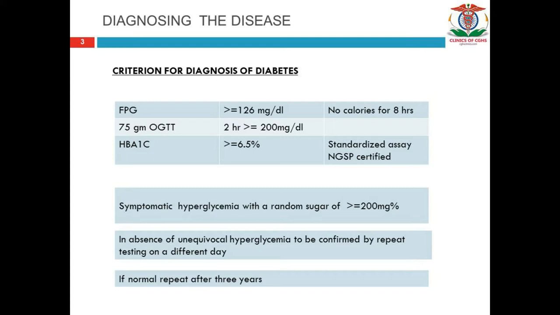If all these investigations come normal, still we have to repeat them after 3 years in patients who are eligible for screening. In the absence of unequivocal hyperglycemia, if any of these is positive, then you have to repeat it on a second different day to label the patient as a diabetic.